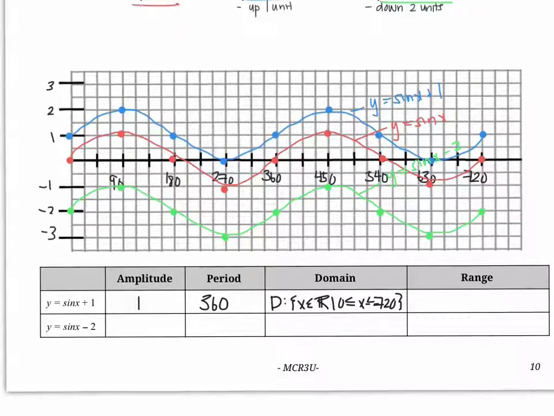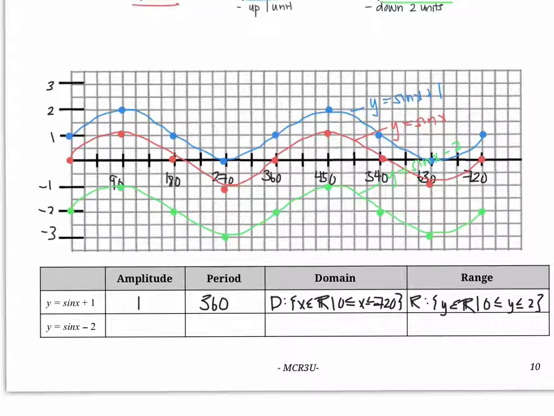But what's going to change is our range. So looking at our red graph, we can see that the range used to be that y had to be between 1 and -1. And now that we've shifted up, we can realize that y has to be between 2 and 0. So again, our range, y has to be between 0 and 2, and it can equal both 0 and 2.